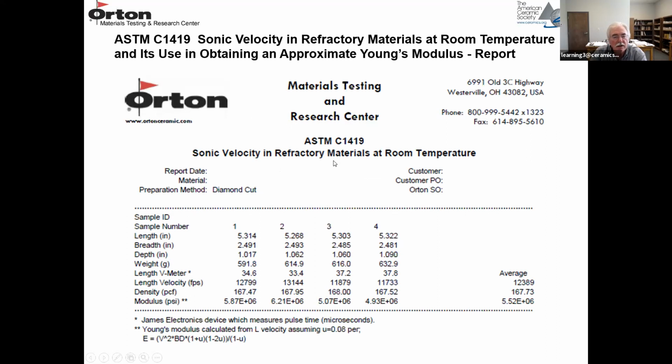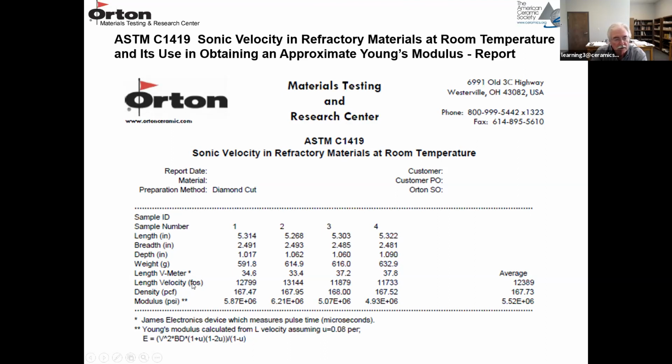So this is what a typical report might look like. You have the sample dimensions, length, breadth, and depth, and the sample weight. You can calculate the density. Then there's the V meter transmission time in microseconds. A V meter is a device made by this company, James Electronics, and it's a meter that you can purchase to measure sonic velocity.